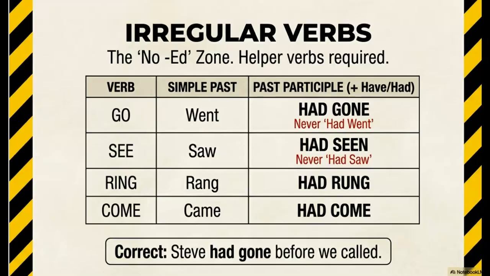And so sometimes you'll have these irregular verbs that might be a little bit tricky because you can't just add an ed to the end to make them past tense. So these are words like go, see, ring, and come. And these ones change completely. So just remember that the third version of these words, what's called a past participle, needs what's called a helper word like have or had. And so in this example here, you would say Steve had gone, but you would never say Steve had went.